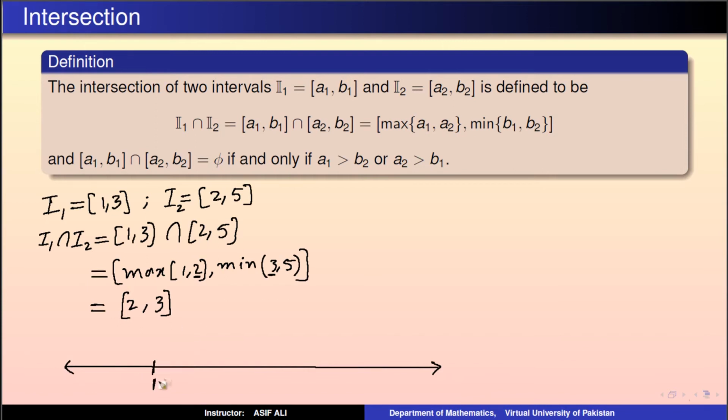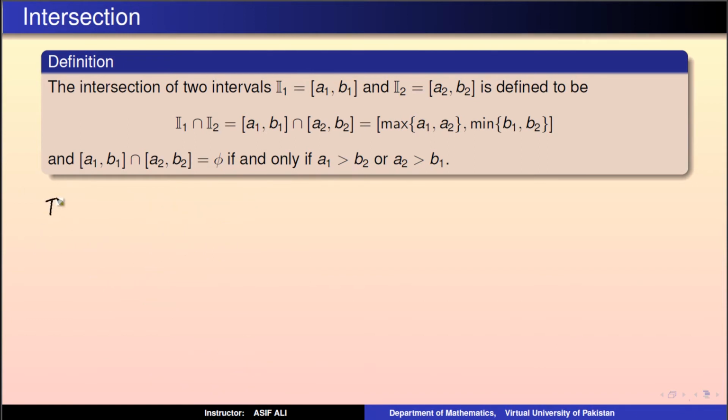ये देखें, ये 1 है, ये 2 है, ये 3 है, ये 4 है, ये 5 है, राइट। अब आप देखें (1, 3) is I1 and (2, 5) is I2 and their intersection is (2, 3). This is clear from the calculation. This is I1 ∩ I2.